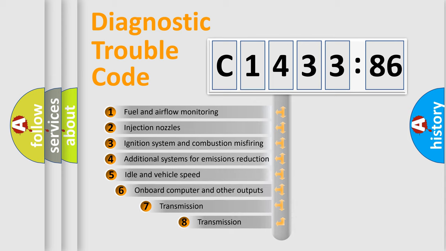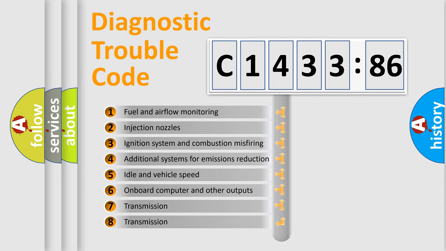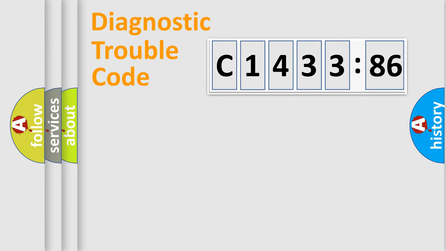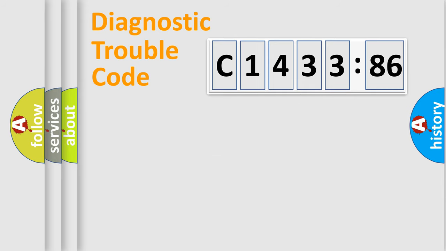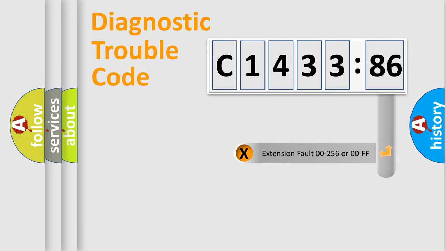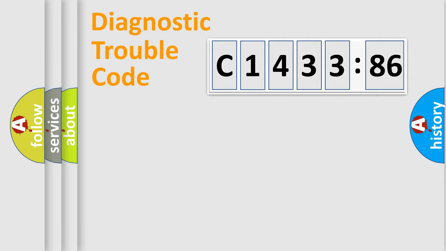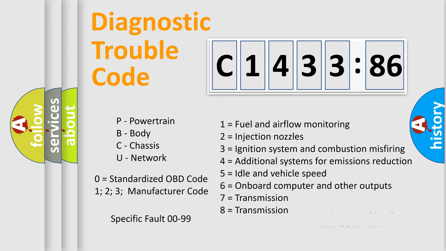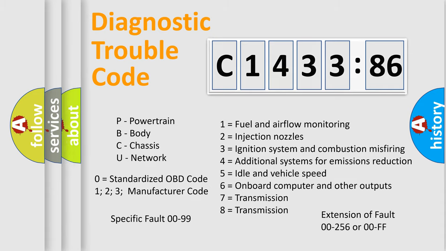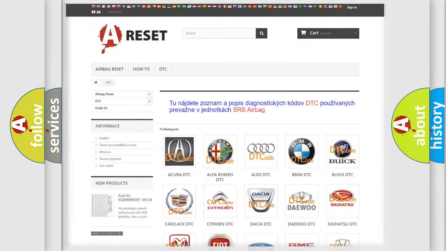In the case of numbers 1, 2, 3, it is a manufacturer-specific error. The third character specifies a subset of errors. The distribution shown is valid only for the standardized DTC code. Only the last two characters define the specific fault of the group. The add-on to the error code serves to specify the status in more detail, for example, a short to the ground. Let's not forget that such a division is valid only if the second character of the code is expressed by the number zero.